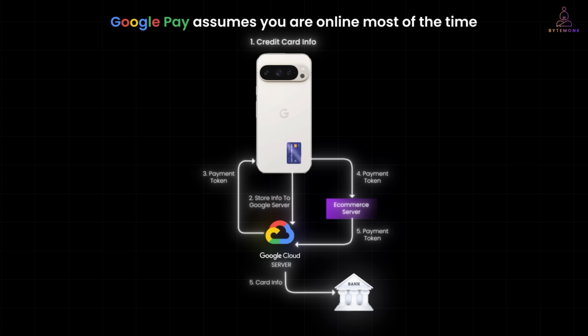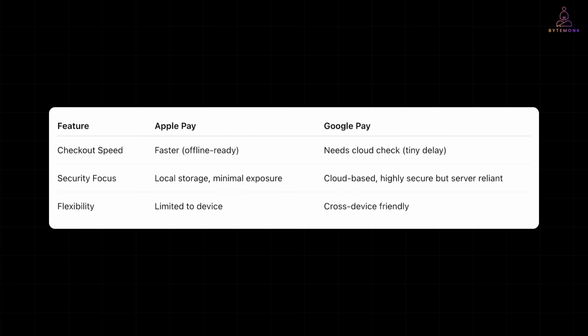So, which one is faster? Apple Pay tends to be quicker at checkout. Everything it needs is already inside the device. Google Pay might need a quick check-in with the cloud, though usually in milliseconds. So if you are offline or in a low signal area, Apple Pay clearly has the advantage. Both are highly secure, but Apple Pay edges out slightly because your sensitive data almost never leaves your device. But Google Pay wins on flexibility, letting you pay from almost anywhere on almost any device.